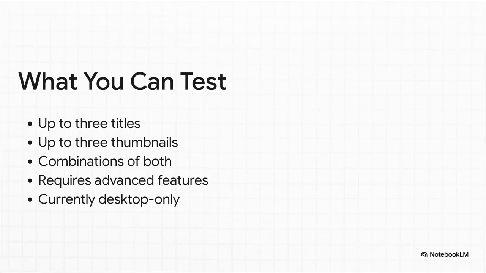And you've got a lot of flexibility here. You can test up to 3 different titles for one video, or you could test 3 different thumbnails. Or, and this is where it gets really powerful, you can test combinations of both. Now, a couple of key things to remember. You do need to have advanced features enabled on your channel to use this. And for right now, you can only set these tests up from your desktop.